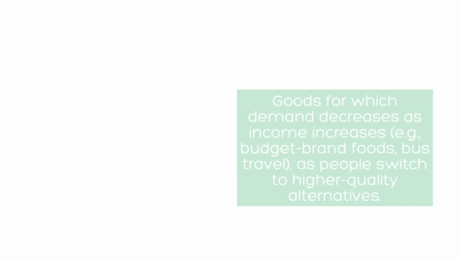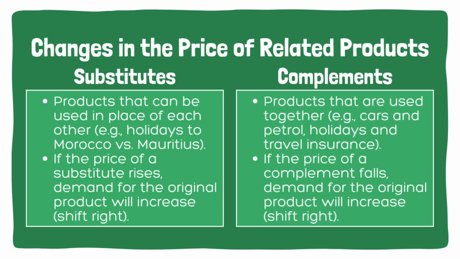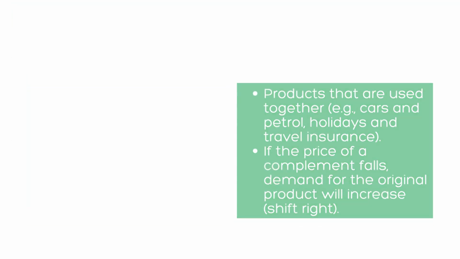Changes in the prices of related goods. Demand can also be affected by changes in the prices of substitute or complementary goods. Substitutes are products that can replace each other, such as tea and coffee or butter and margarine. If the price of one substitute rises, consumers may switch to the other, increasing its demand. Complements are products that are used together, like cars and petrol, or smartphones and data plans. If the price of a complement falls, the demand for the related product usually rises as well.